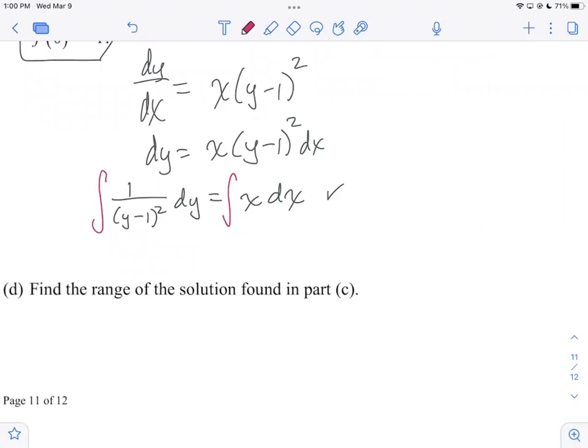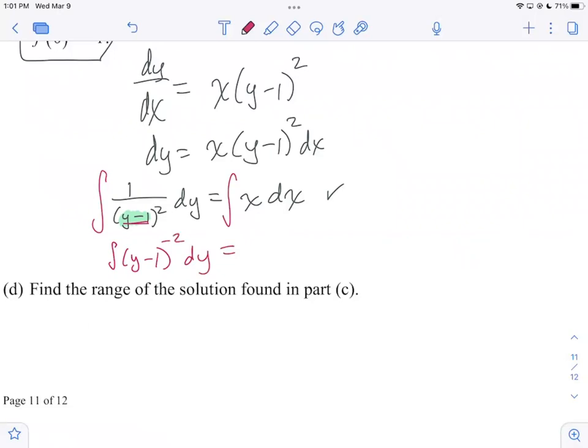Now, to integrate the left side, is it worth bringing the (y minus 1) squared to the top? I think so. Here's how you know whether you want to do that or not. If you brought it to the top, y minus 1 would be your inside function, right? What's the derivative of y minus 1 with respect to y? 1. Is that what we have in the top, or only off by a constant multiple? Yeah. So it is going to be a power rule. So to help myself, I am going to bring it to the top.